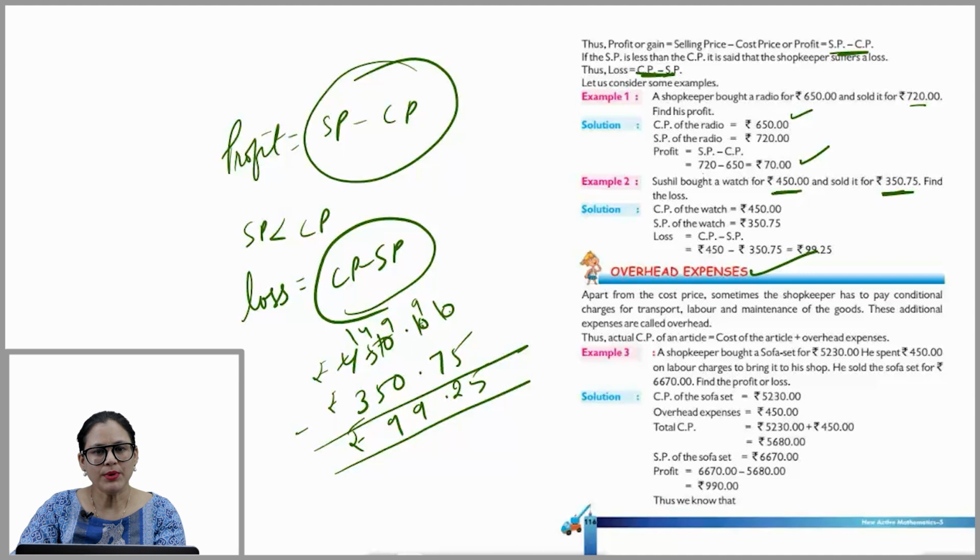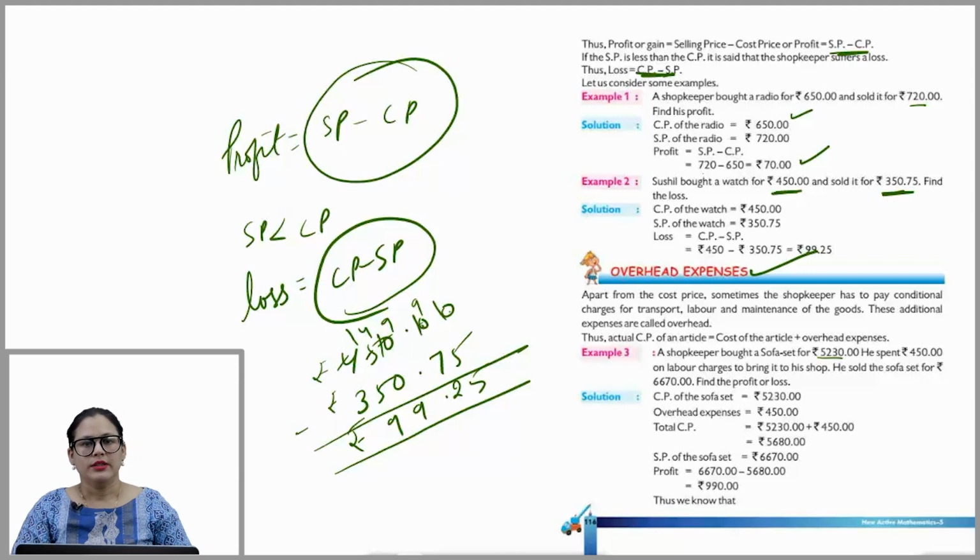Example, a shopkeeper bought a sofa set for rupees 5,230. He spent rupees 450 on labor charges to bring it to his shop. He sold the sofa set for rupees 6,670. Find the profit or loss.